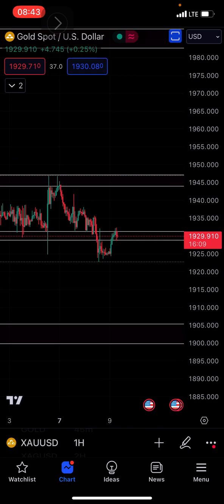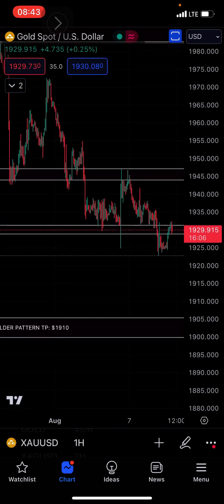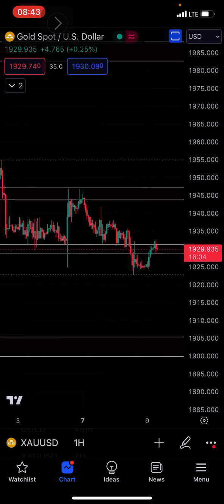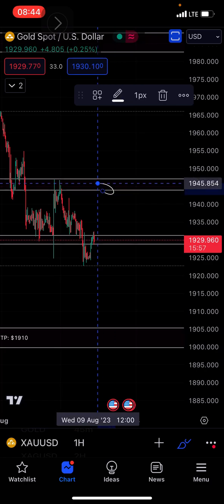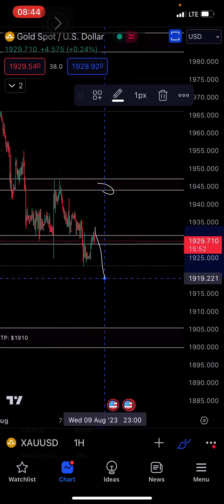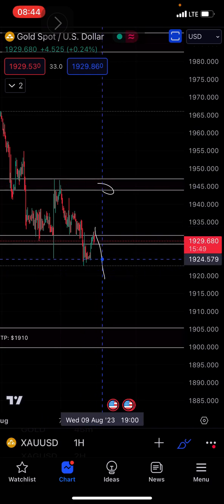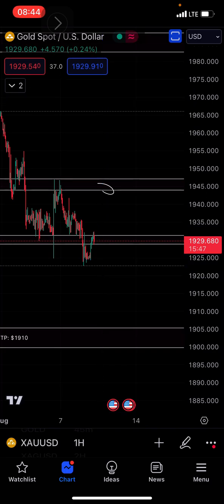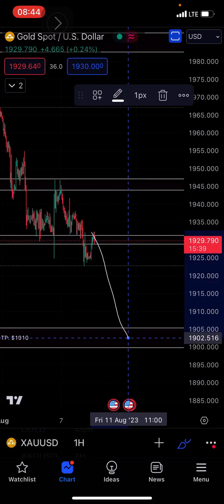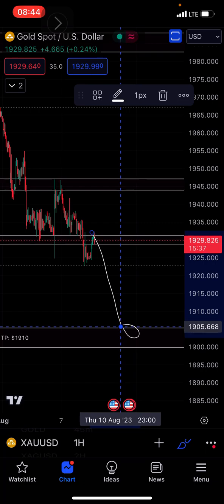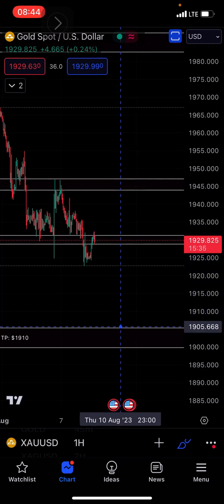As you can see on this particular support that was broken to the downside, we are retesting it right now. If we recover it, we will be coming back to this particular resistance again. If we fail to recover it and continue breaking structure to the downside, we're coming to 1900, which is 300 pips to the downside.